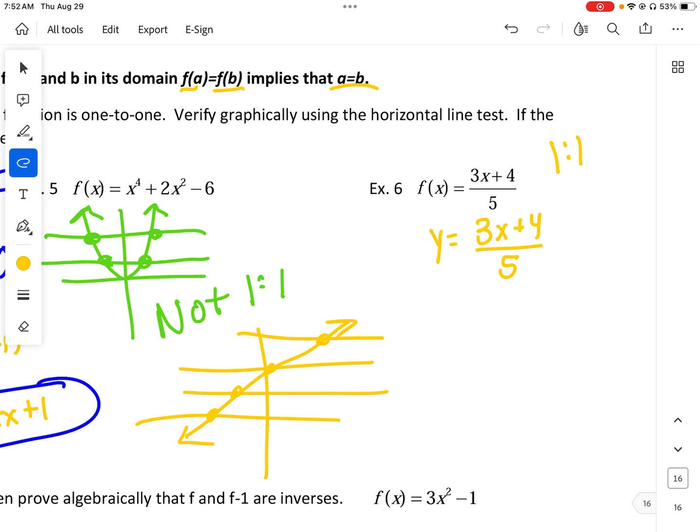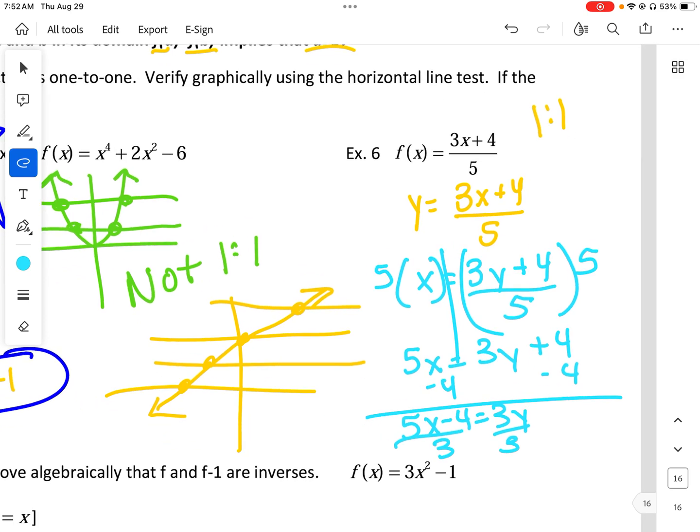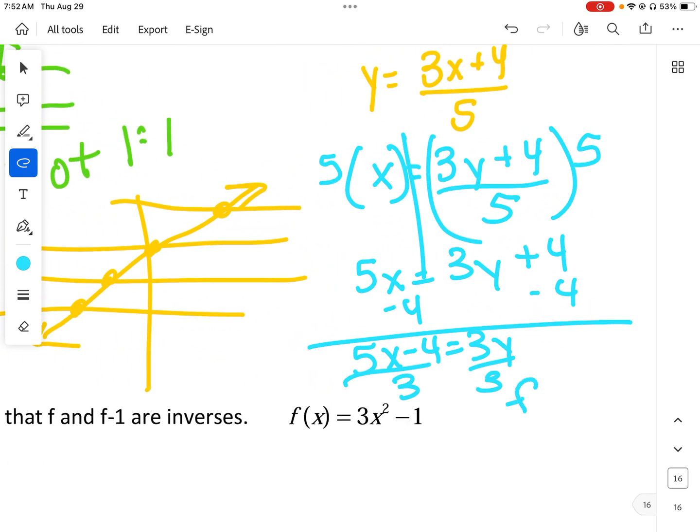So now we're going to go ahead and find the inverse function. So I'm going to do x equals 3y plus 4, over 5. So we're going to solve. So I'm going to multiply times 5 on both sides. So I have 5x equals 3y plus 4. Subtract 4. 5x minus 4 equals 3y. Divide by 3 all the way through. So then my inverse function is f inverse of x equals 5x minus 4, over 3.